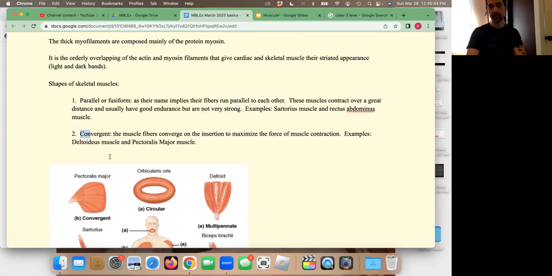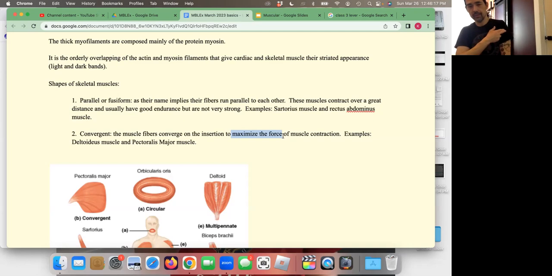Convergent muscles, for example, the pectoralis major muscle, and some of the muscles in the shoulder joint, like the subscapularis and the infraspinatus. They converge to a point. Their advantage is that they focus the force on one point, right? So if there's one area of a bone that they attach to, attaching in a small area exerts more force than if the fibers had attached to a wider area.